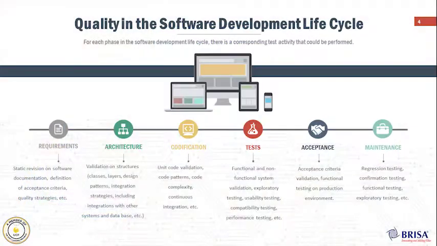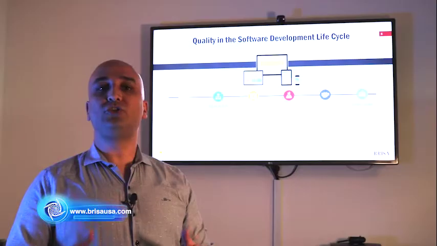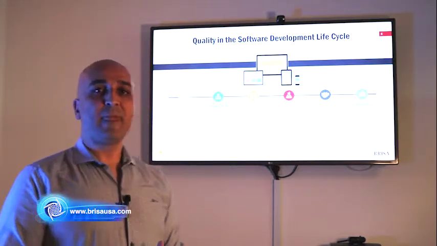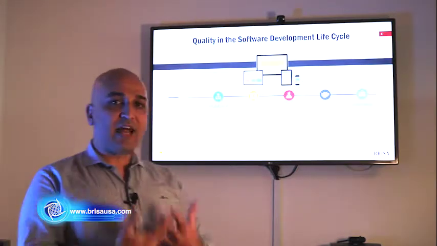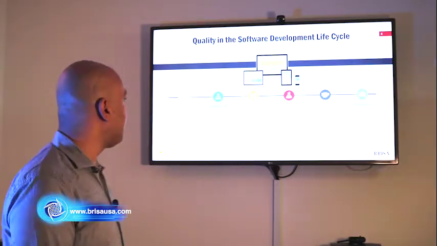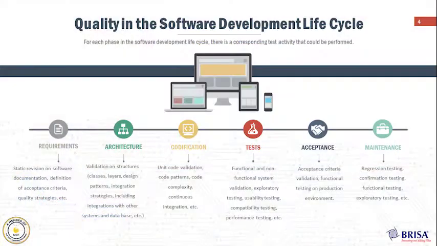We move to the architecture. We must validate the structure of the system, starting with the layers, with the classes, with the integrations between the software itself and the database, and also with the integration with other systems. And when it's validated, we can move to the next stage of the software development life cycle, the codification.